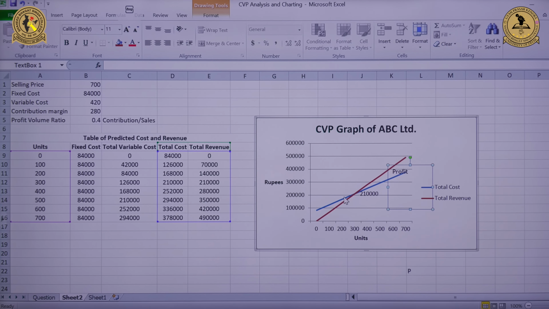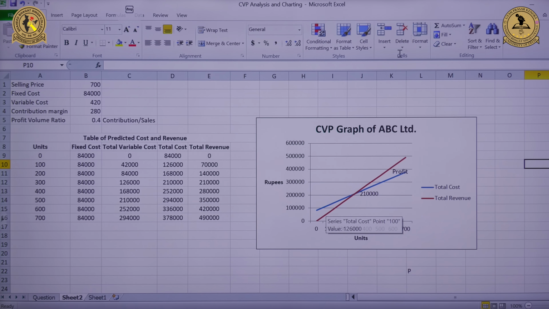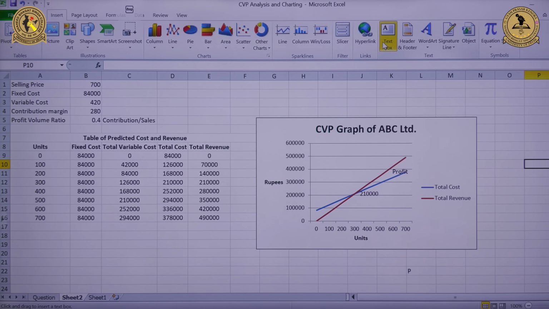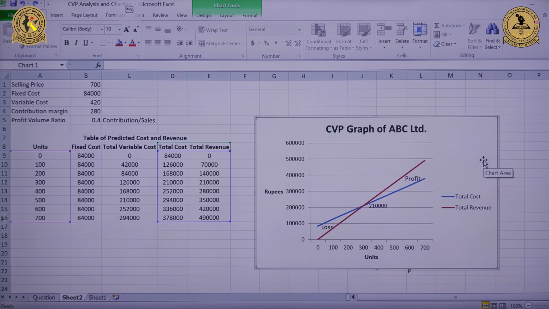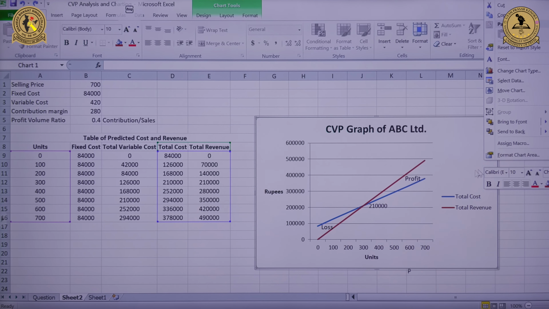Let's place it somewhere in between. Similarly, this plot area represents my loss. So again I need to go to insert, click on text box and write over here loss. So in order to format my background, I need to right click on it and format chart area.